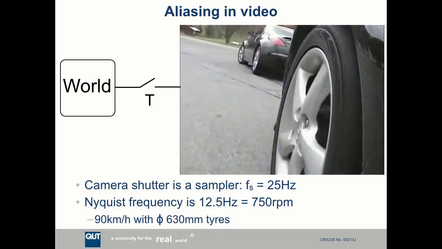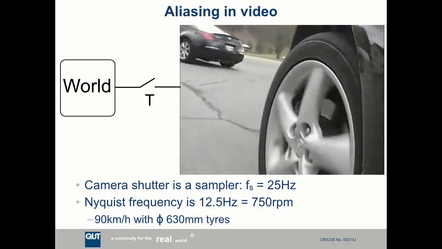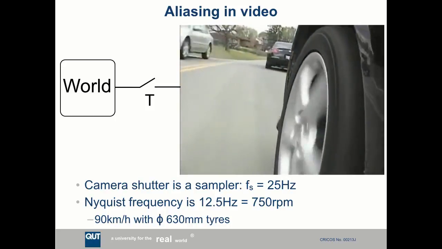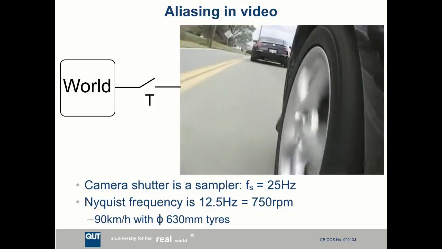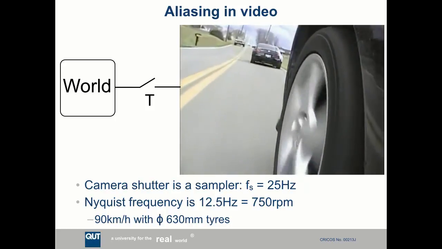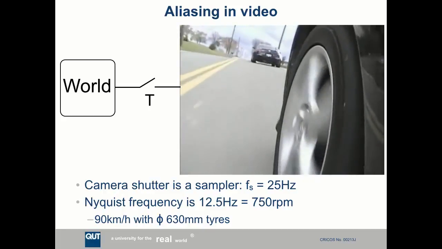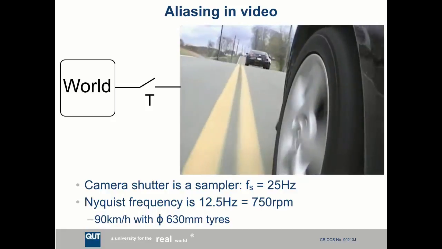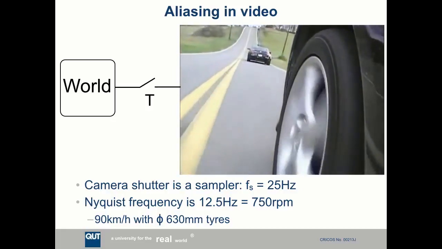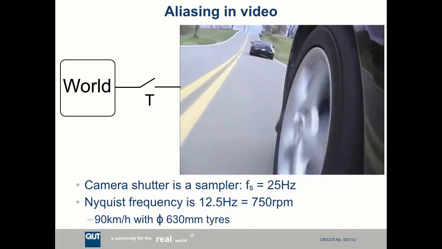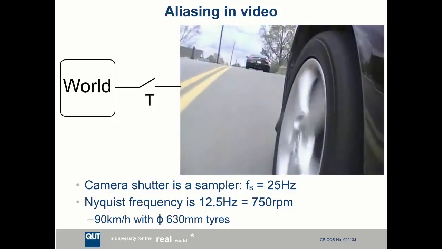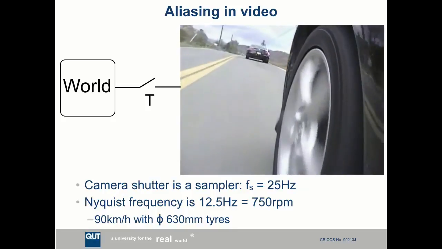So here we see the wheel of the car, and you see that sometimes it appears to go backwards, sometimes it appears to stop, right? This is aliasing. So there's a frequency in the world, a rotational frequency in this case of the wheel, and because of sampling we see aliasing. So here the Nyquist frequency is 12.5 hertz, half the shutter rate of the camera, which is typically 25 hertz. That corresponds to 750 RPM.